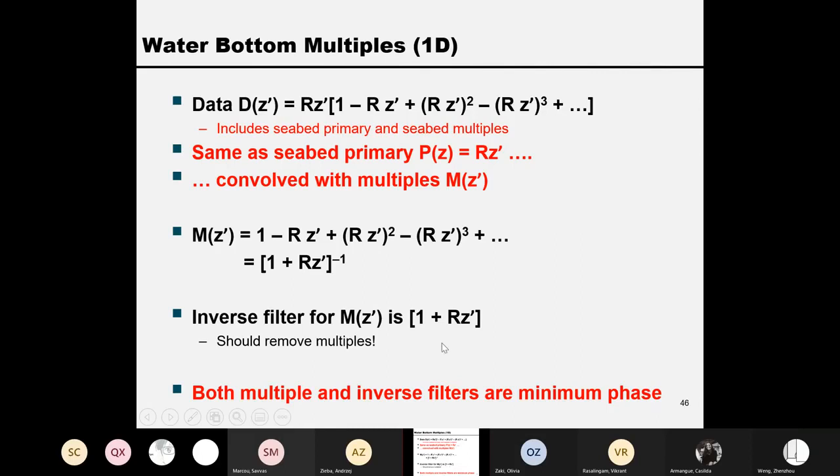So now if we apply this to your data, that means this part multiplied by this will cancel each other, right? Those two will be canceled, and you end up with the primary. So you can see multiple removal by inverse filtering. You apply this inverse filter to your data, you cancel this multiple filter, and you end up with the primary. You can see that's the mechanism here.